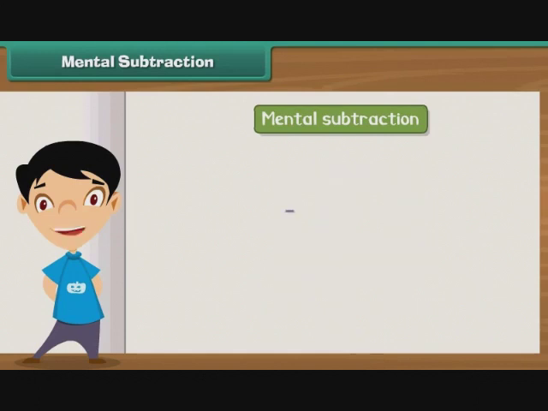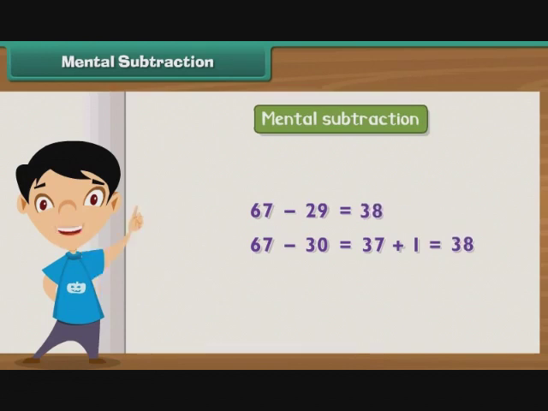Let us try to subtract 29 from 67. Since the second number must end with a 0, we subtract 30, not 29, from 67. The subtraction gives us 37. But we subtracted an additional 1. So, we add 1 to the difference. Thus, the result of subtracting 29 from 67 is 38.